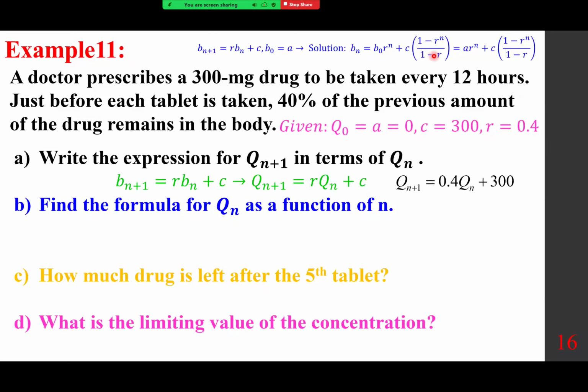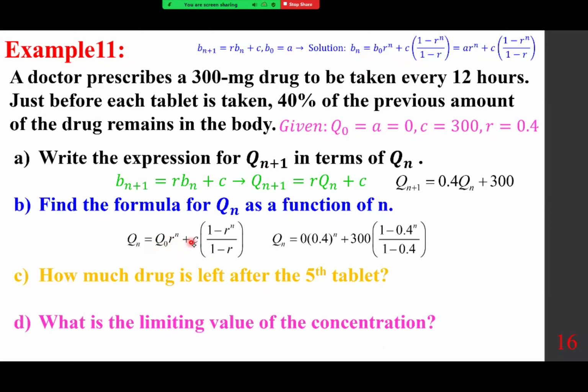For this one, we're going to go with this formula. And because it says Q, B changes to Q. Now, go back to the given and plug in. Q sub 0 is 0, R is 0.4, C is 300. Anything times 0 goes away, becomes 0. This is 0.6. So this is 300 divided by 0.6, or 3,000 divided by 6, or 500.